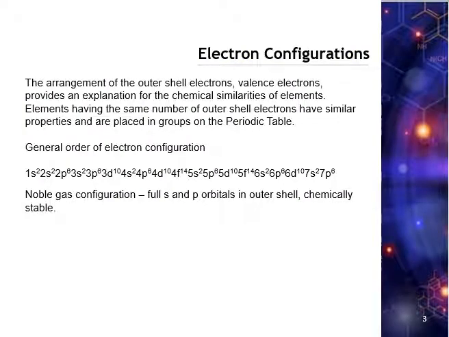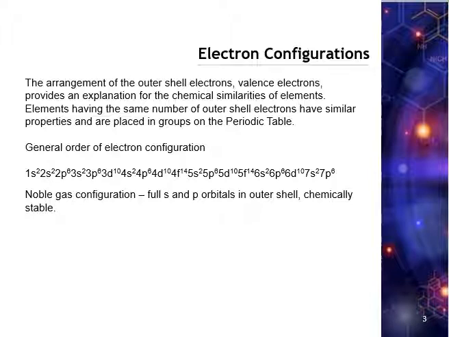Electron configurations. The arrangement of the outer shell electrons, the valence electrons, provides an explanation for the chemical similarities of elements. Elements having the same number of outer shell electrons, what we call the valence electrons, have similar properties and are placed in groups, vertical columns, on the periodic table.